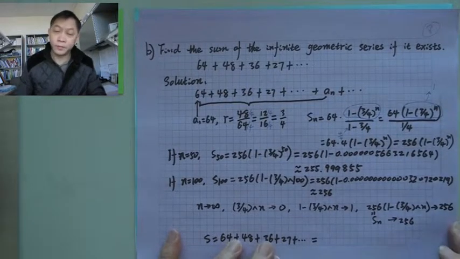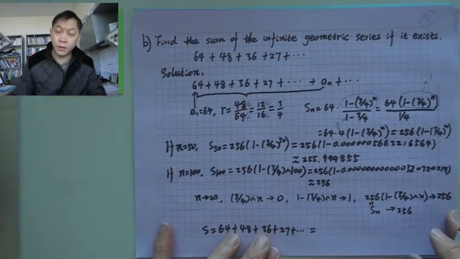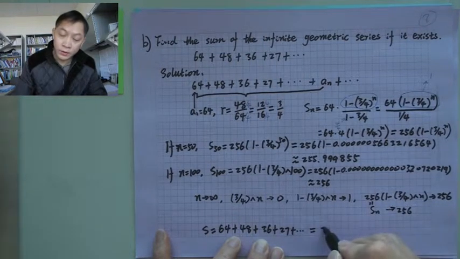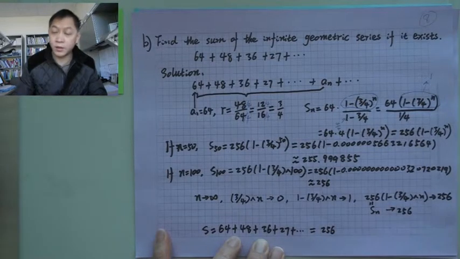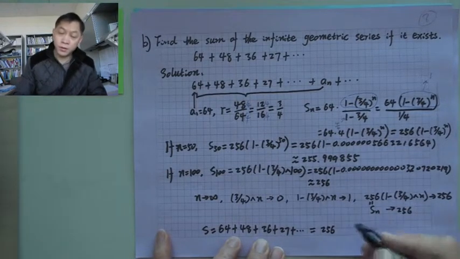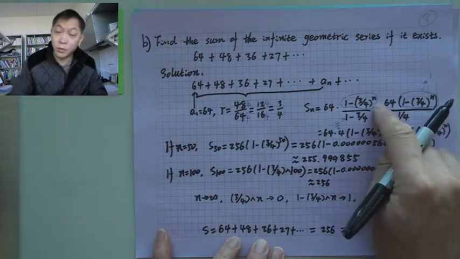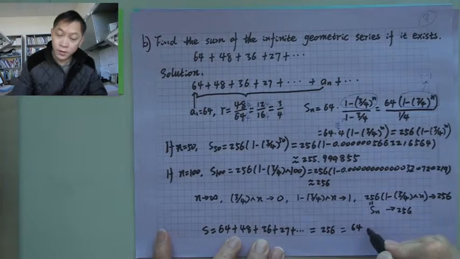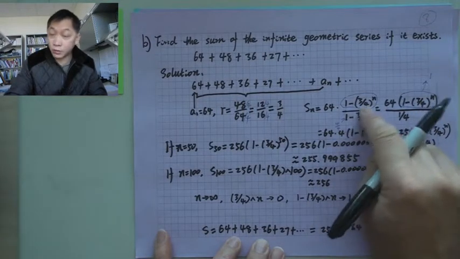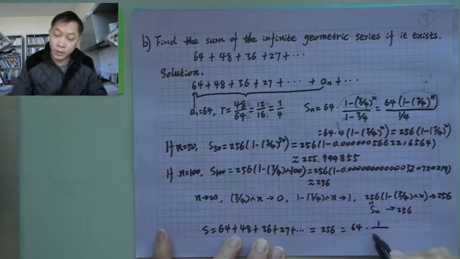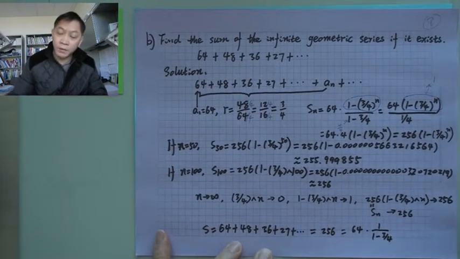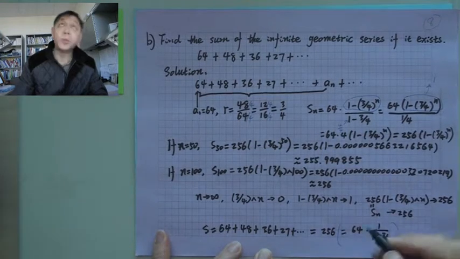So that's what. Then we know this is 256 from here. But you know, if you consider the formula, that's 64 times 1, because upstairs goes to 1. Divided by 1 minus 3/4. Actually, we are done up to here.